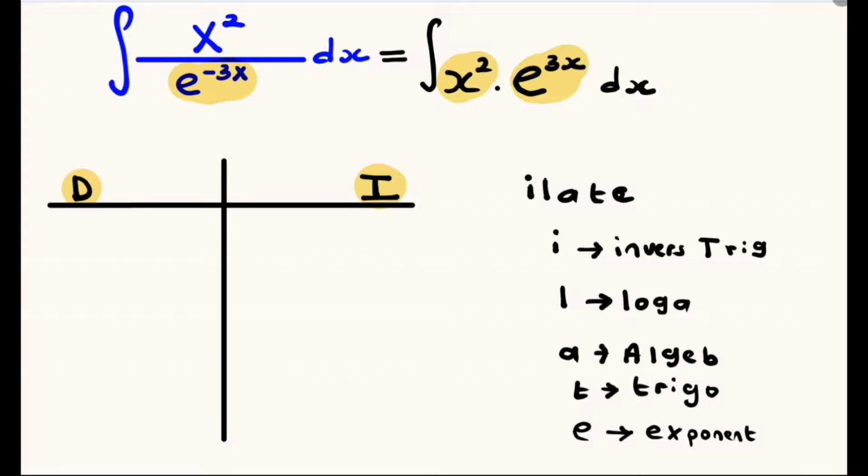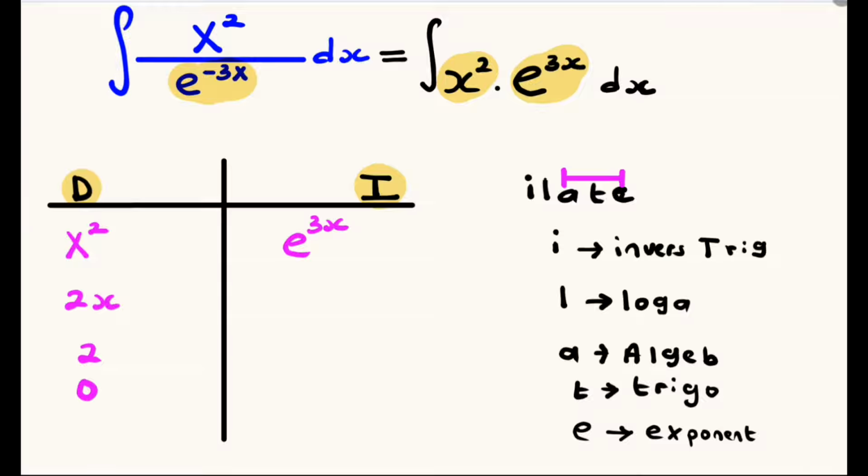The first one between the x squared and the e raised to the power 3x is the A. So the A will be our D. So we have that A as the first one which appears, and the E appears later. So the x squared will be our D since it appears first, and the I will be the e raised to the power 3x. On the D side, we differentiate, and on the I side, we integrate. So the derivative of x squared is equal to 2x, and the derivative of 2x is equal to 2, and the derivative of 2 is equal to 0. So we can stop here.